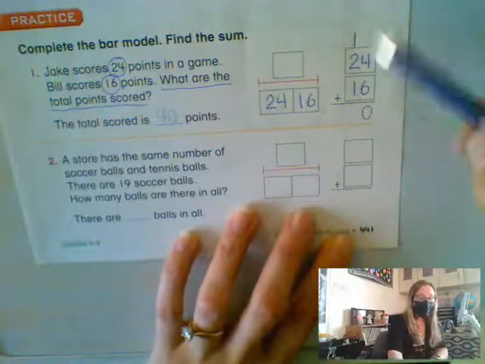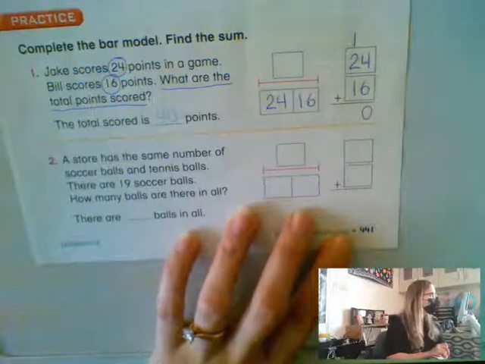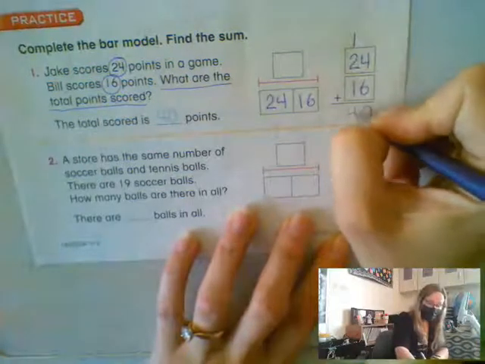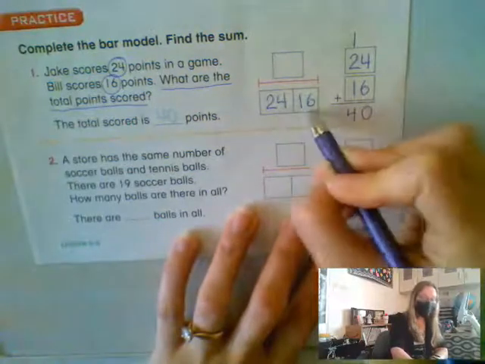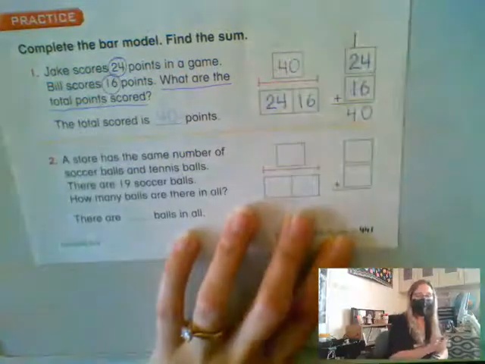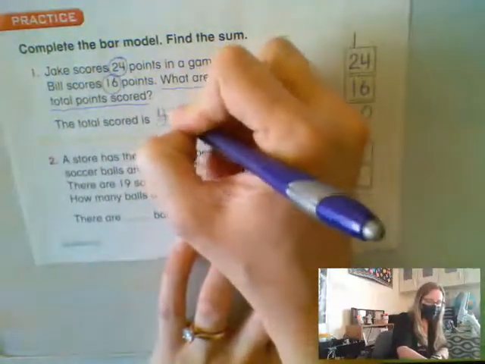Now, Emma, you're going to add up 1 plus 2 plus 1. And what does that give you? 4. So we have 4 tens and 0 ones. So 24 and 16, when we put them together, all together, everyone, we get 40. So right now you can trace the answer. The total points scored was 40.